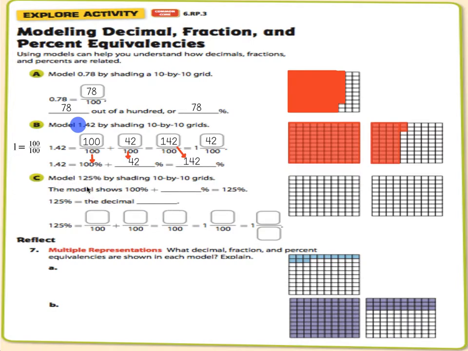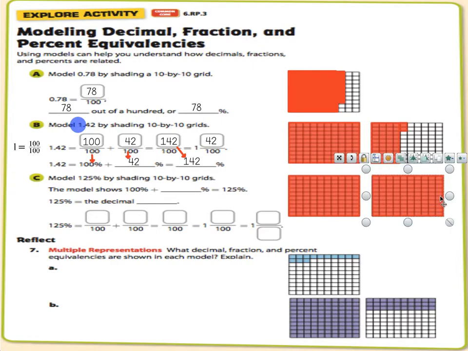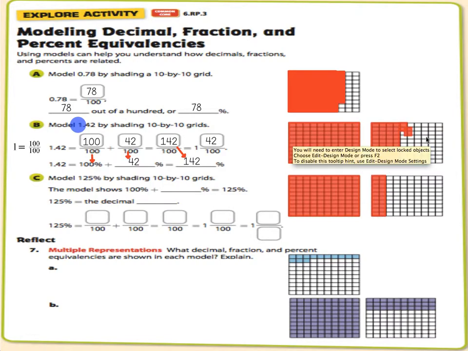All right, so let's take a look at C. If you want to try C by yourself, go ahead and then come back and check your work. Otherwise, you can continue to work through it with me. Okay, so we're going to model it by shading. And once again, I have 125%, which means I have to have a full 100. But now I have to have 25%. So I have 10, 20, and then I have another 5. So 1, 2, 3, 4, 5.